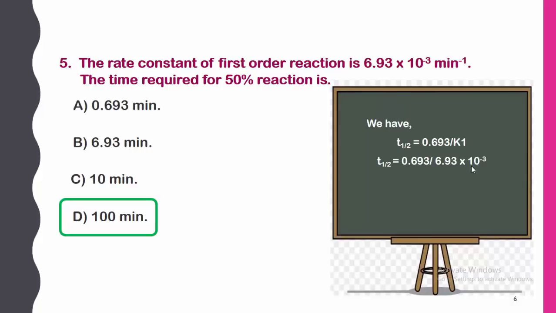What is K1? K1 is the rate constant, already given in the problem. We just have to calculate the t half. So just put in the values: 0.693 upon 6.93 into 10 raised to minus 3. After calculating, you will get time equal to 100 minutes. Very simple calculation. Just substitute the value of the rate constant K1 in the above formula.